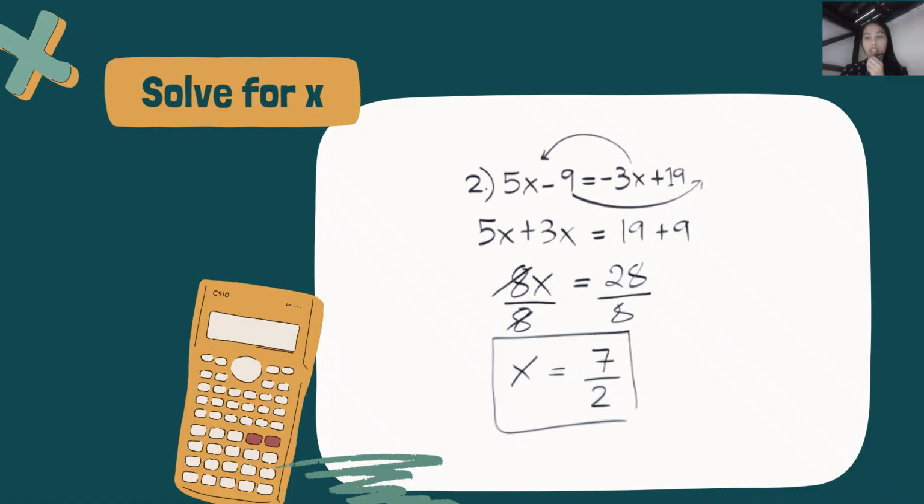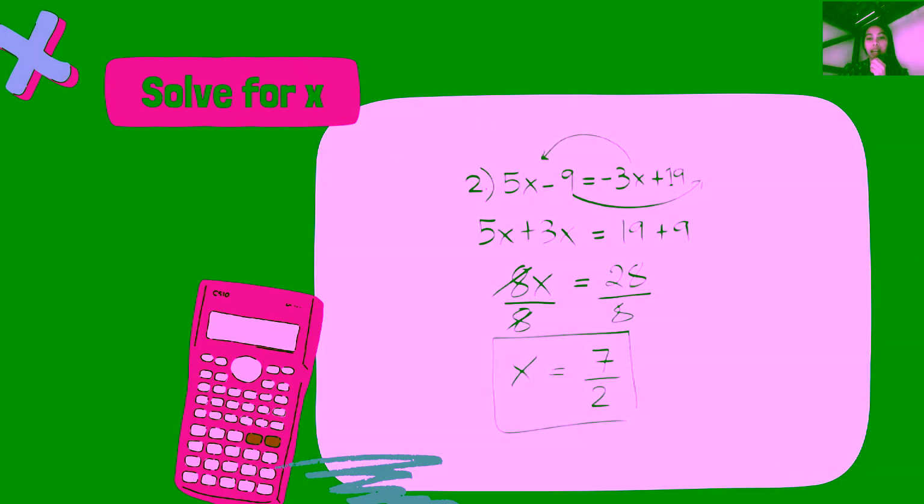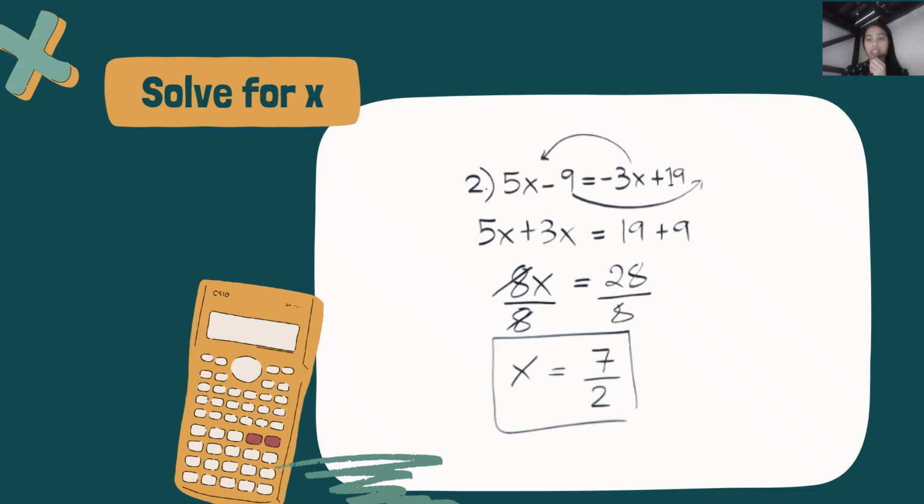Problem 2 is 5x minus 9 is equal to negative 3x plus 19. This involves variables on both sides, so we need to gather like terms.